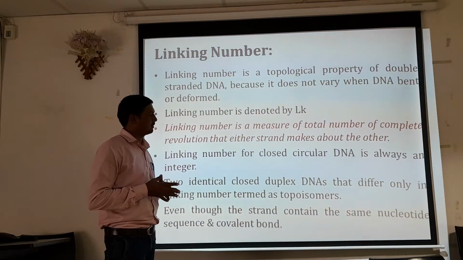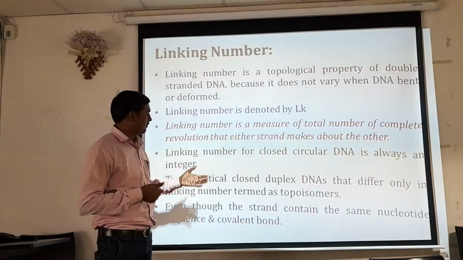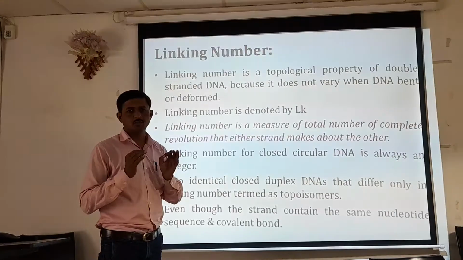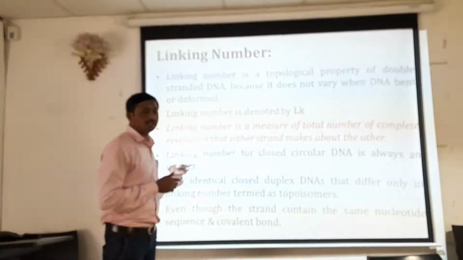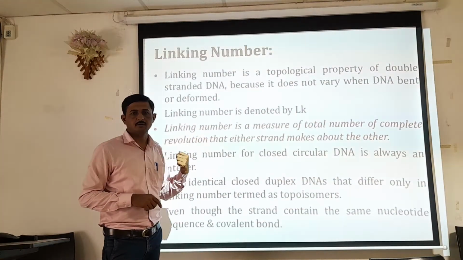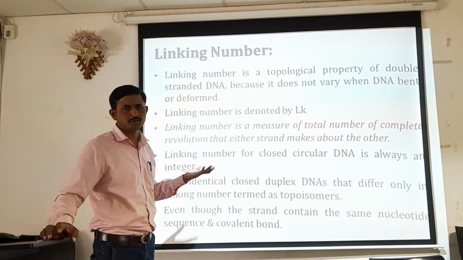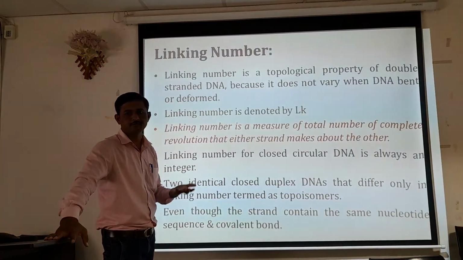The linking number for a closed circular DNA is always an integer. When we use a closed circular DNA, its linking number is always an integer, that is, a complete number, whether minus or plus: minus 1, minus 2, minus 3, or 1, 2, 3, 4, 5, 6.